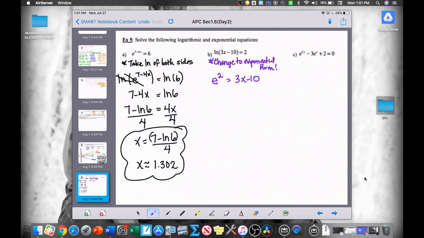And if I'm trying to solve for x, I would add 10. So e squared plus 10 equals 3x. I would divide by 3, and I get x is equal to e squared plus 10, divided by 3. Again, that's an exact answer. If you want an approximate answer, you can type that in your calculator, and you get x is approximately equal to 5.796.